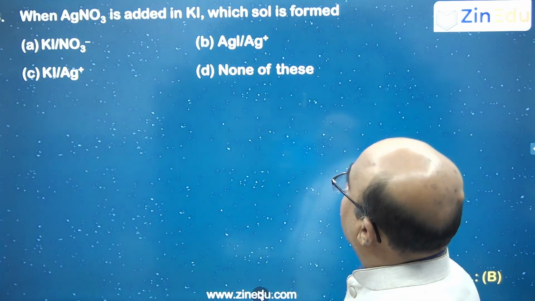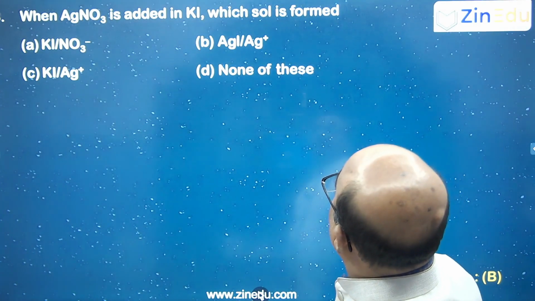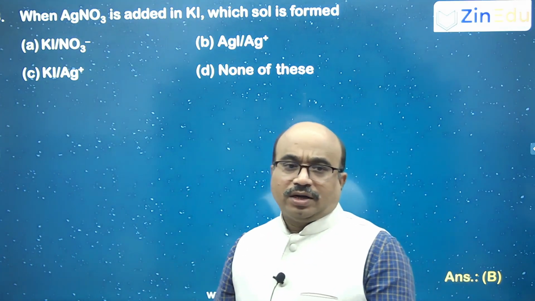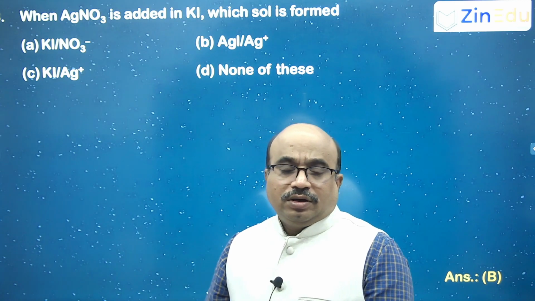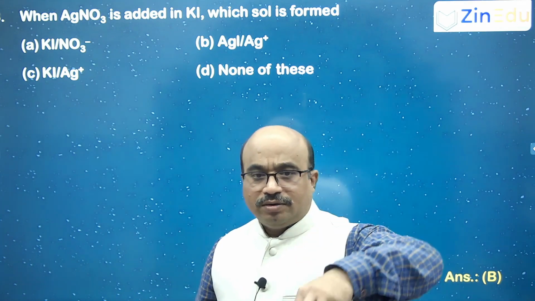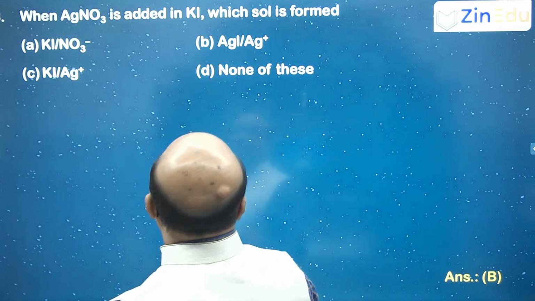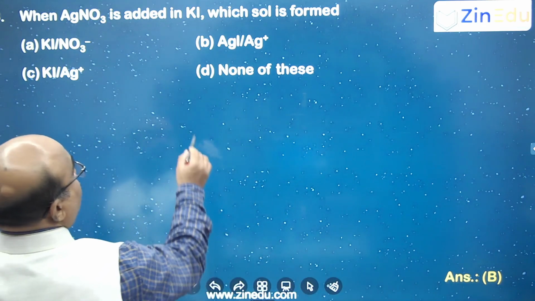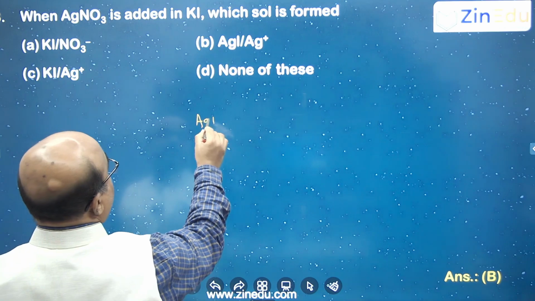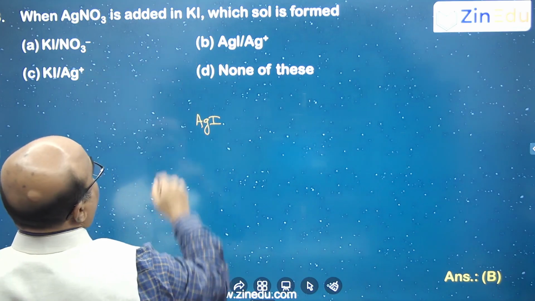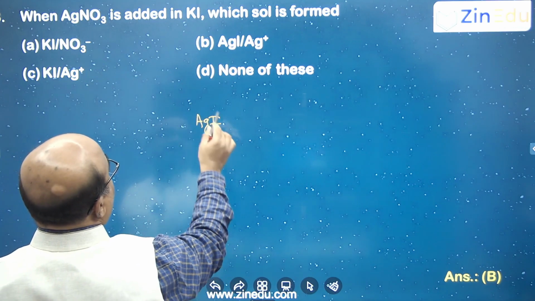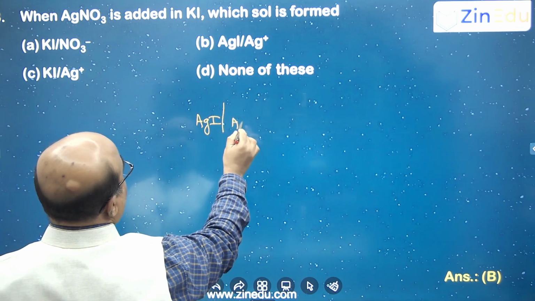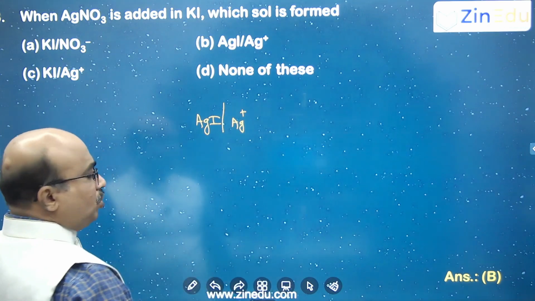Silver nitrate is added to KI solution, which sol is formed? So you are taking the KI solution, then we are adding the silver nitrate to it. Immediately you will see the formation of silver iodide. But as we are adding the silver nitrate, on the AgI which is formed there is Ag+ adsorption.